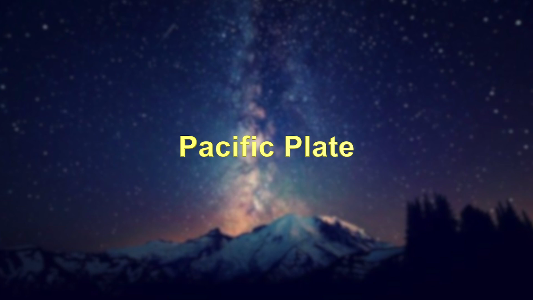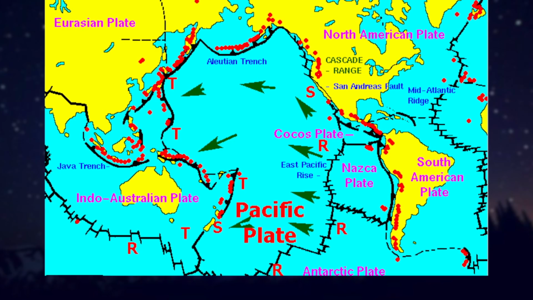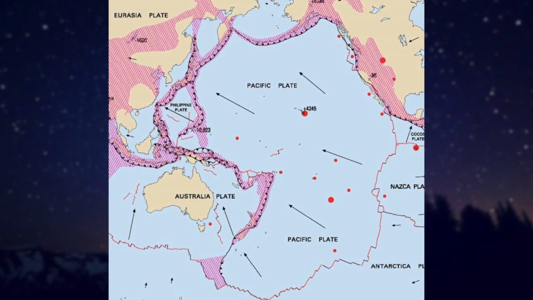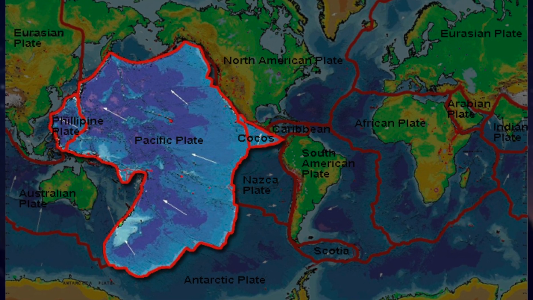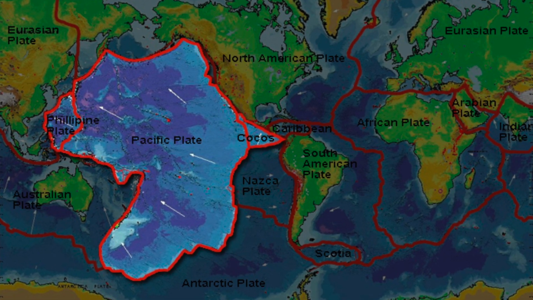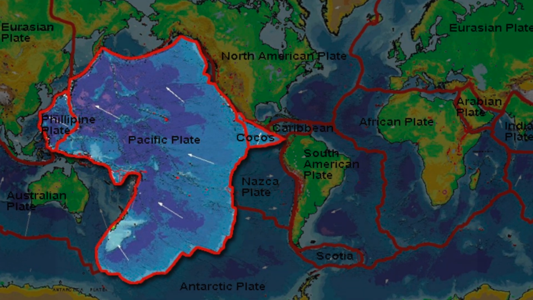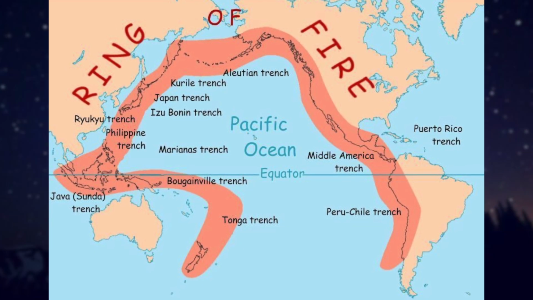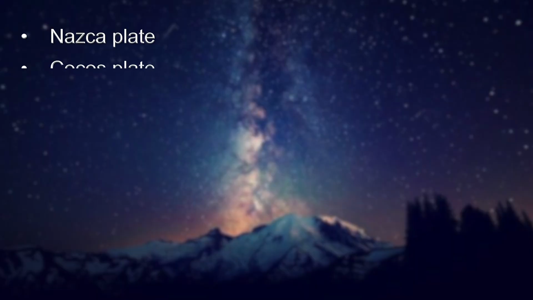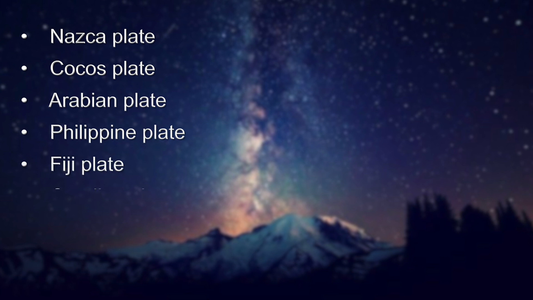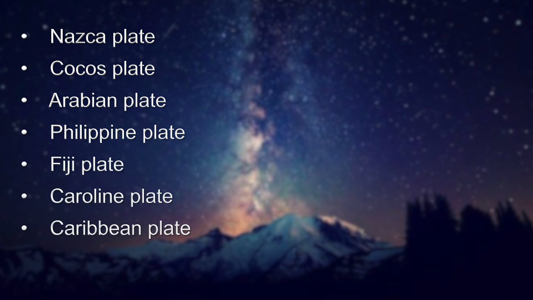Pacific plate. It is a purely oceanic plate. It is one of the largest plates, covering the entire Pacific Ocean. The Pacific plate is the largest plate, composed of almost entirely oceanic crust, and covers about 1/5 of the entire Earth's surface. Some important minor or intermediate plates are Nazca plate, Cocos plate, Arabian plate, Philippines plate, Fiji plate, Caroline plate, Caribbean plate, Scotia plate, etc.